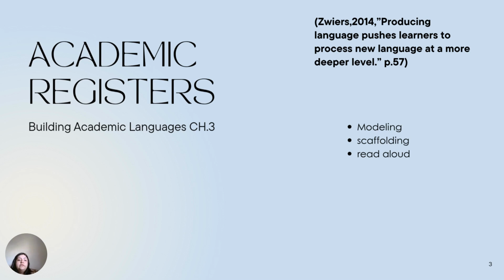So, academic registers in the book Building Academic Language, in chapter 3. I did want to focus on a quote I read in chapter 3, on page 57: producing language pushes learners to process new languages at a deeper level. So I think this is important because it is important for students to already come in with certain registers of academic language.